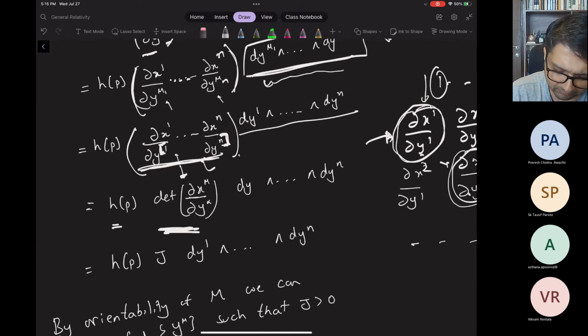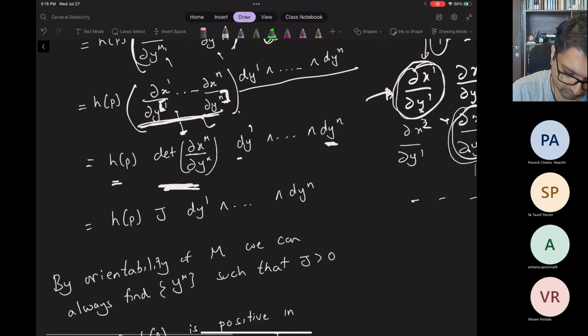of partial x mu partial y alpha, dy1 wedge dot dot dot wedge dyn. So this is h of p times the Jacobian times dy1 wedge dot dot dot wedge dyn.